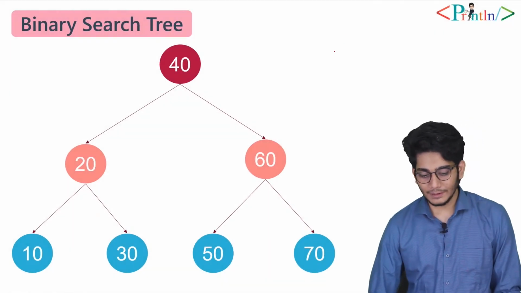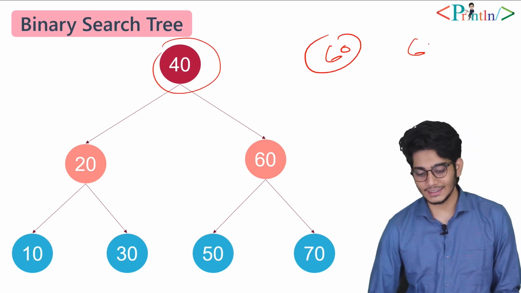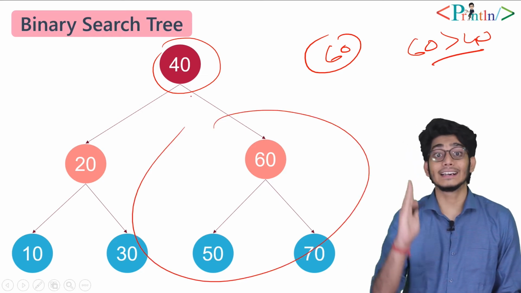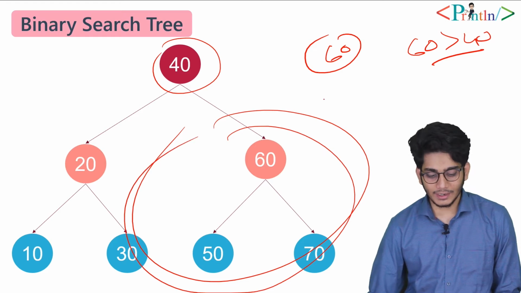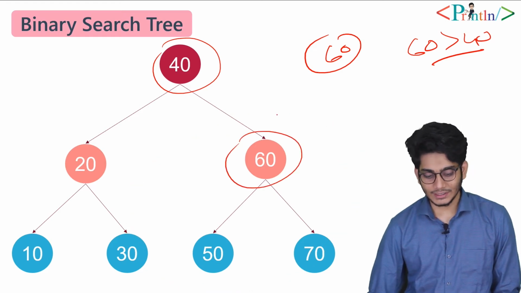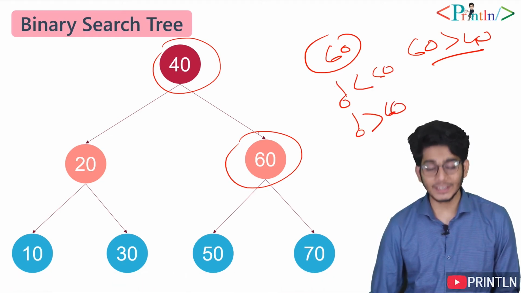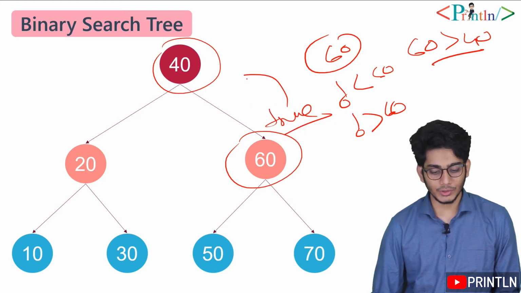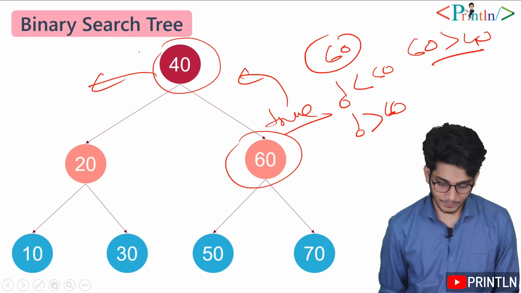So let's say that we'll find 60. At first we'll check with 40. 60 is greater than 40. It means 60 can be in the right subtree of 40. Then we'll come here. Here we'll check that this node is not equal to null, 60 is not less than 60 and not greater than 60. It means we have found the value. We'll simply return true. True will come here and it will just return true.